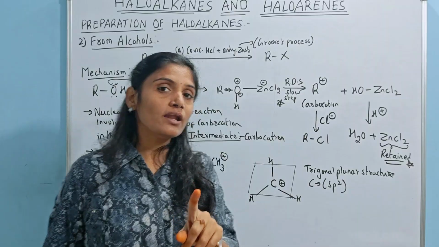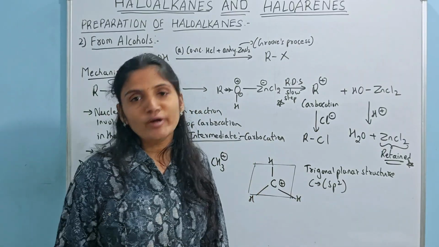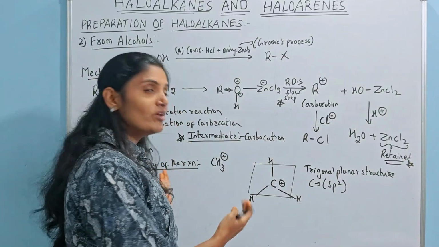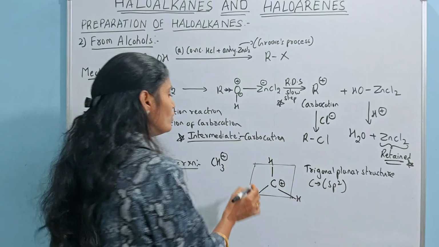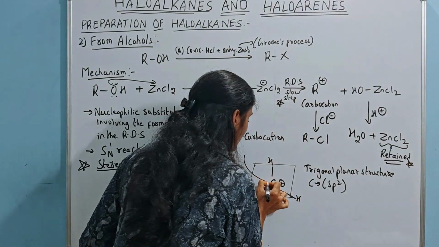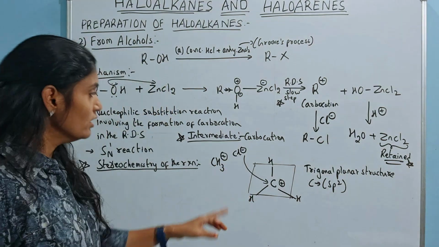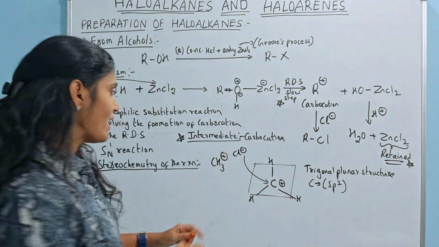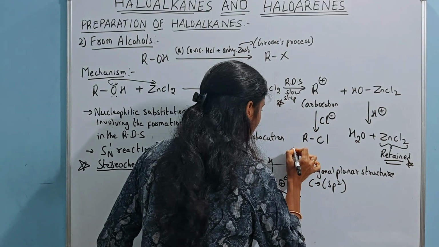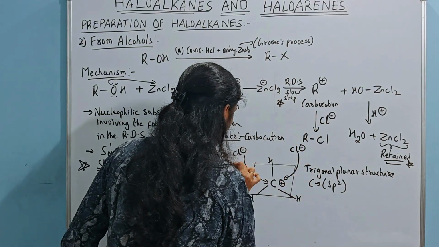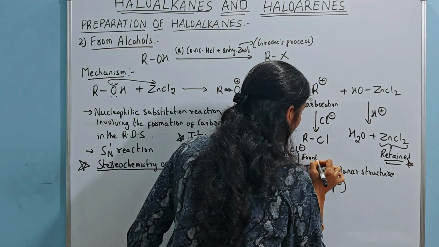Now because it is a planar structure, there are two possibilities for the attack of the incoming nucleophile. Now the nucleophile is approaching the carbocation. It can attack from the back side. Cl minus is my nucleophile here. Cl minus can attack from the back side, and Cl minus can also attack from the front side.